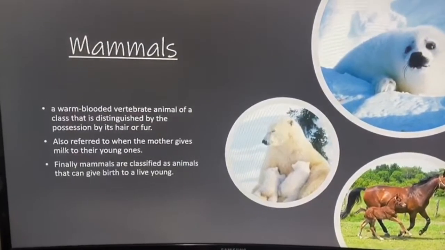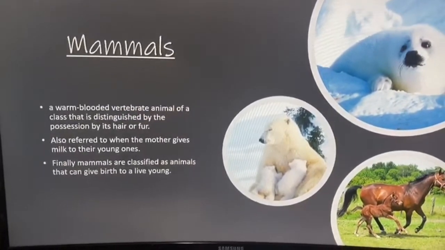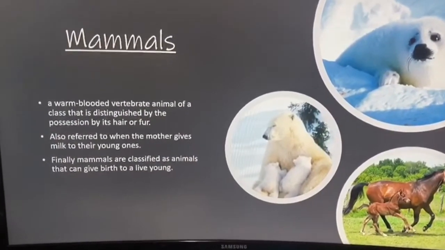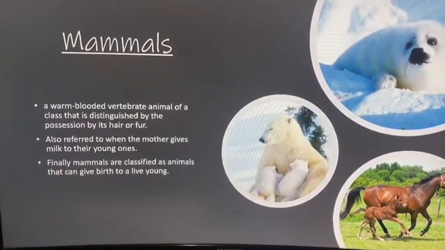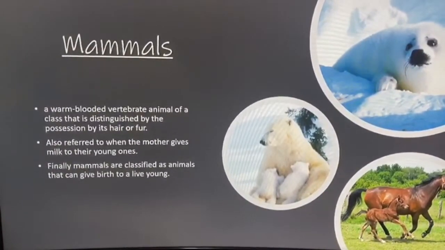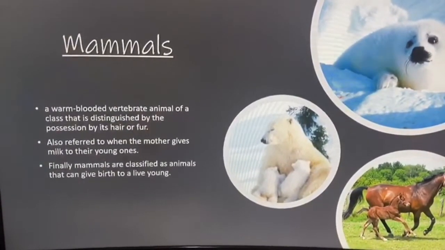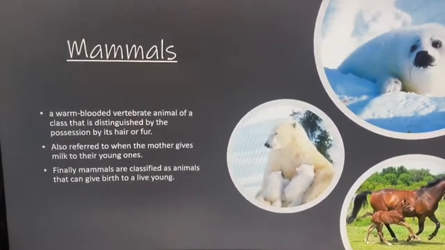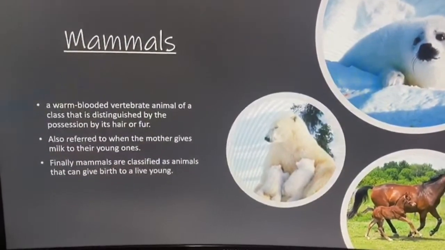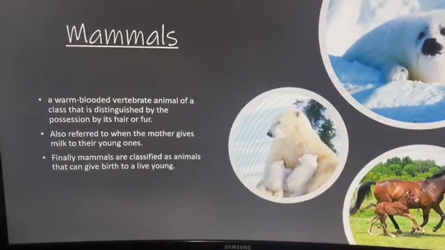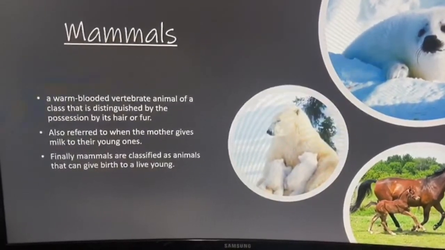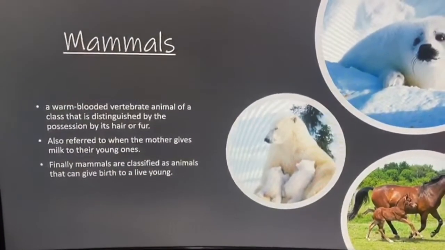Now we continue the class by giving some examples of types of vertebrates. The first one is a mammal. It's a warm-blooded vertebrate animal of a class that is distinguished by the possession of hair and fur. Also, the mother gives milk to their young ones. Finally, mammals are classified as animals that can give birth to live young.